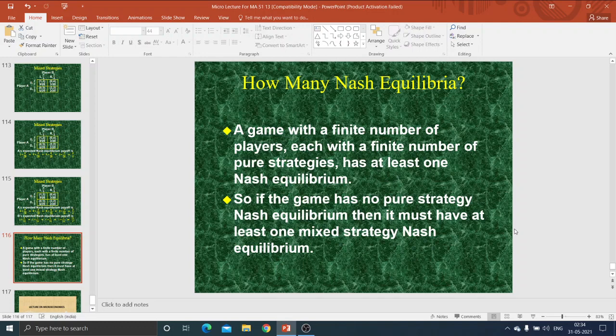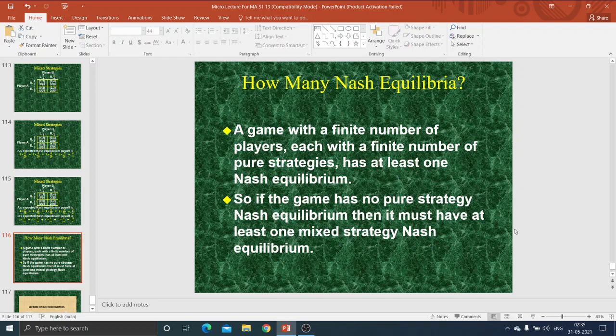So what is the conclusion? As I pointed out in the beginning, a game with a finite number of players, each with a finite number of pure strategies, has at least one Nash equilibrium. If the game has no pure strategy Nash equilibrium, then it must have at least one mixed strategy Nash equilibrium. That means if the game is a finite one with players and moves, there definitely should be a Nash equilibrium, either a pure strategy or a mixed strategy Nash equilibrium.